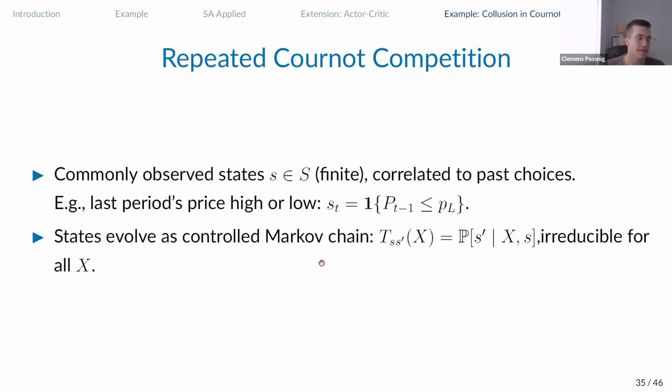In general, though, we're going to think of these states as a controlled Markov chain. Any correlation structure is allowed as long as the states are an irreducible Markov chain for any choice of quantities.